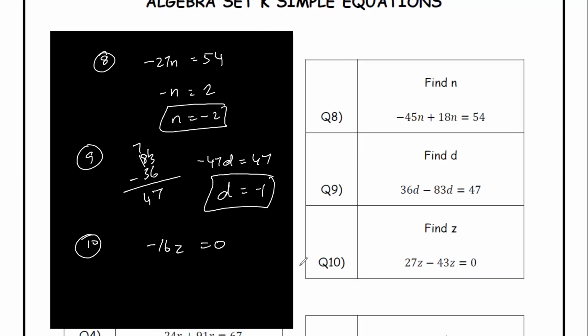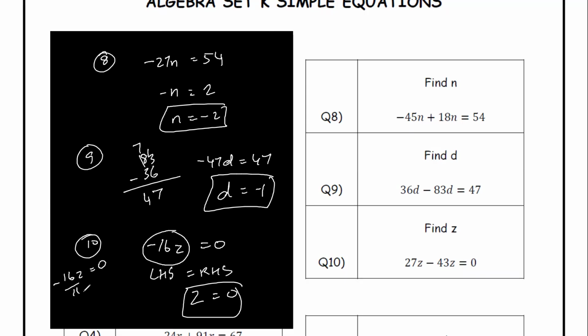So left hand side is equal to right hand side, which means that this should be 0. Find z. What value of z would make the right hand side 0? When z is equal to 0. Or you can just do the basic thing of dividing both sides by 16. So what do you get? 0 upon 16 is 0. Negative z is 0.